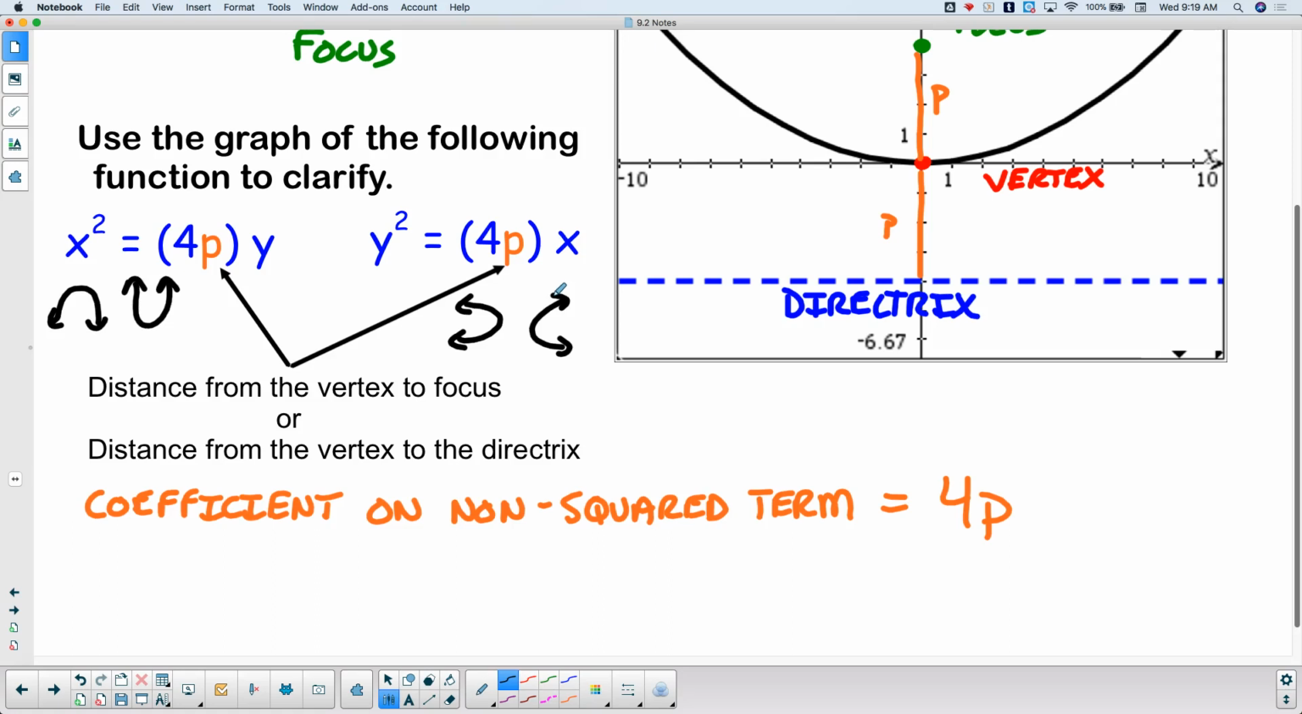So from my vertex, I would go 4 to the left to get my directrix if it opens to the right. I'd go 4 to the right to get my directrix if it opens left. And then vice versa for the focus.